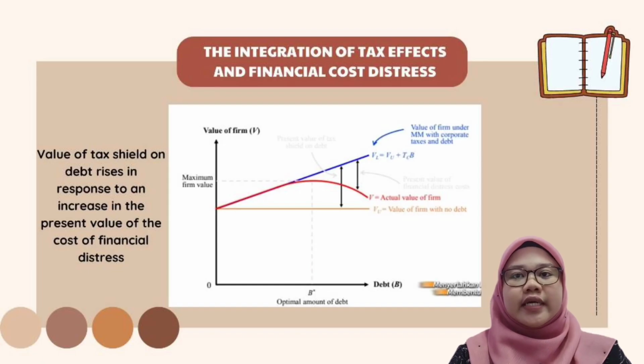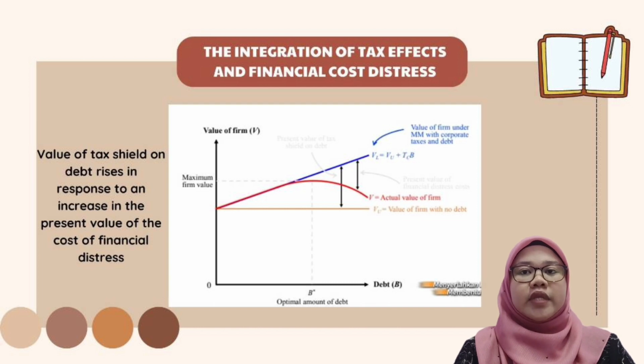This graph demonstrates how the present value of tax shield on debt rises in response to an increase in the present value of the cost of financial distress. Thus, it is clear how both are incorporated into one another. The value of the anticipated tax shield from debt rises as the debt level does. However, the value is lost because of the anticipated expense of financial distress. At some point, the marginal benefit from interest tax shield is just offset by the marginal cost of more expected financial distress costs. As a result, the optimal level of debt in the company's capital structure is limited.